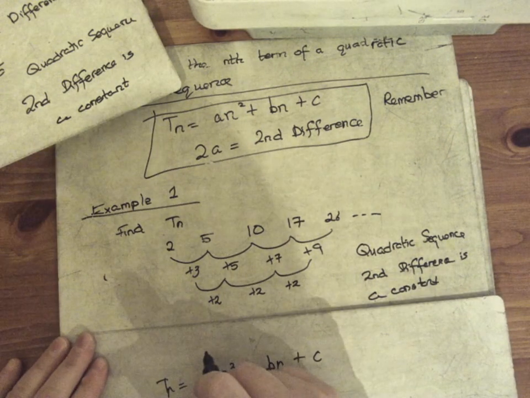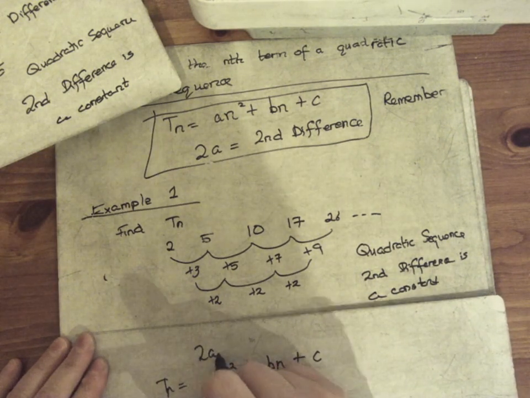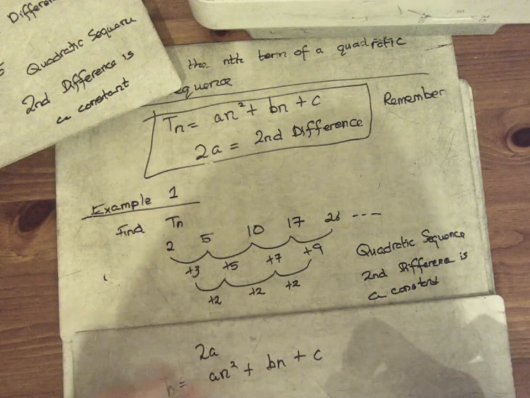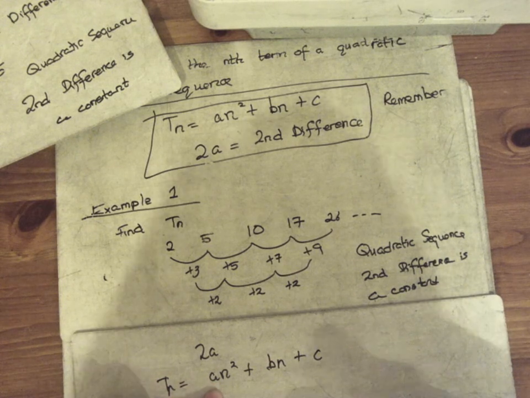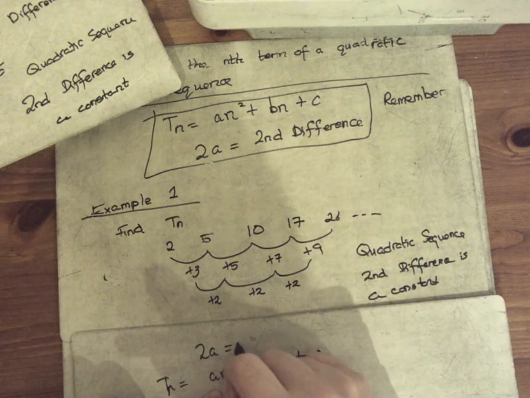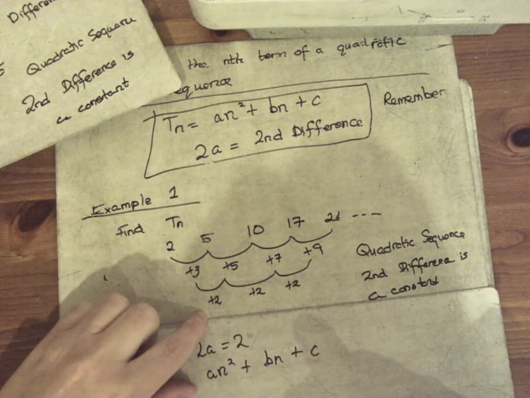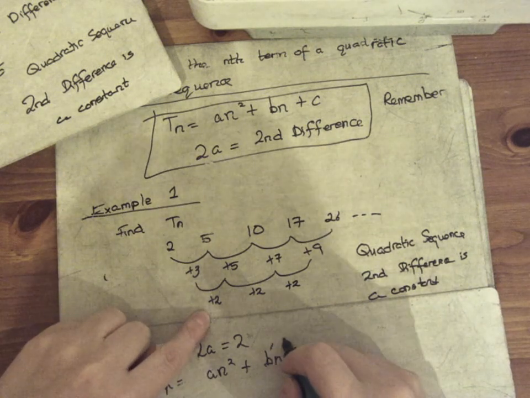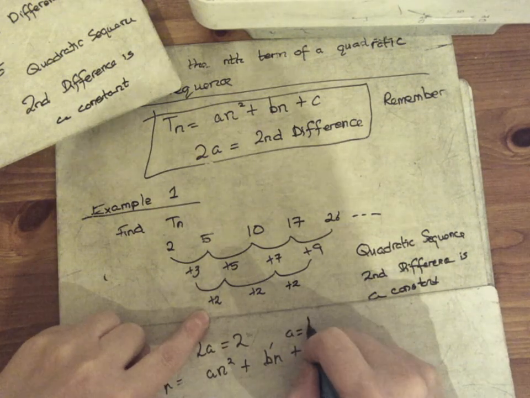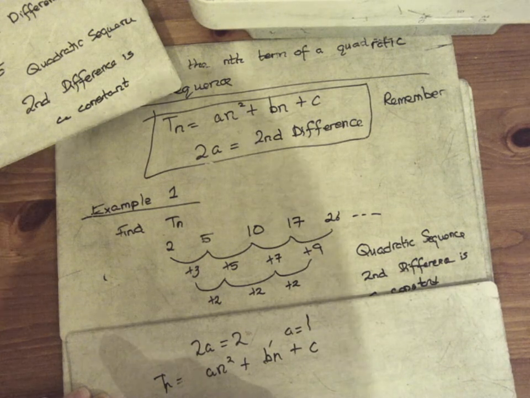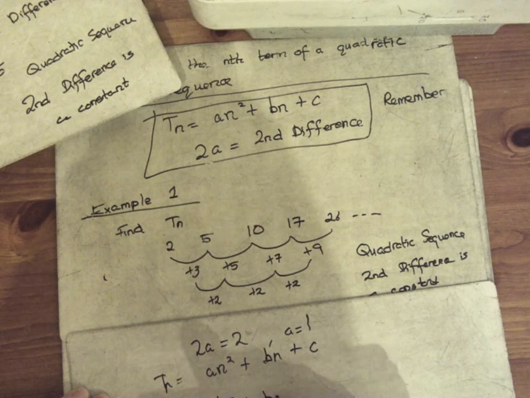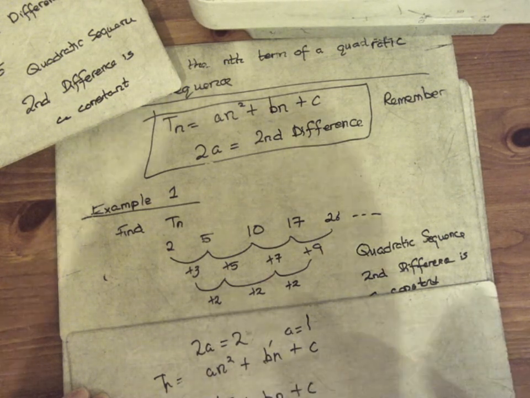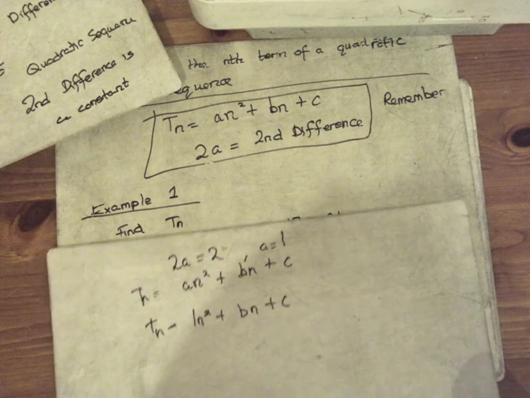And 2 times a, as in this is a here now, nothing to do with the first term anymore. It's just 2 times a, the number in front of the n squared. 2 times a is equal to 2, the second difference, which was 2, so that means a is equal to 1. So for my general term, I've just figured out that it's 1n squared plus bn plus c. So now I have to figure out b and c.